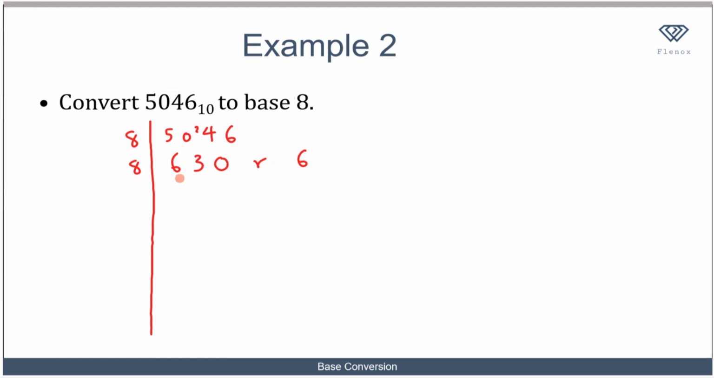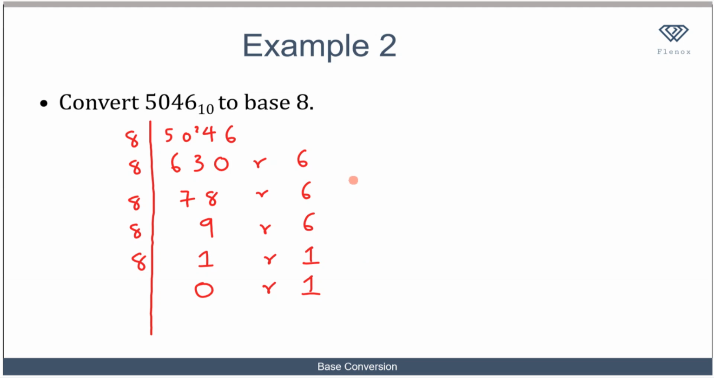8 into 630 is going to give you 78, and the remainder is going to be 6. 8 into 78 is going to give you 9, and the remainder is going to be 6. 8 into 9 gives you 1, and the remainder is going to be 1. And finally, we have gotten to the point in which the remaining number is less than the divisor. So 8 into 1 will just give me 0, and the remainder will be that number, which is 1.